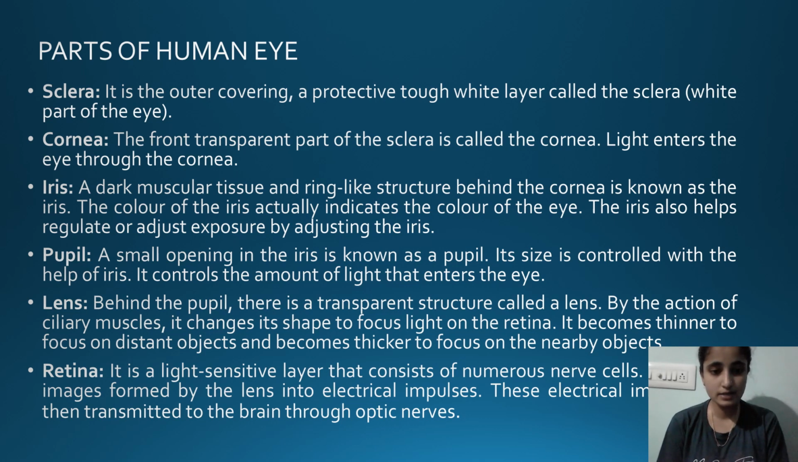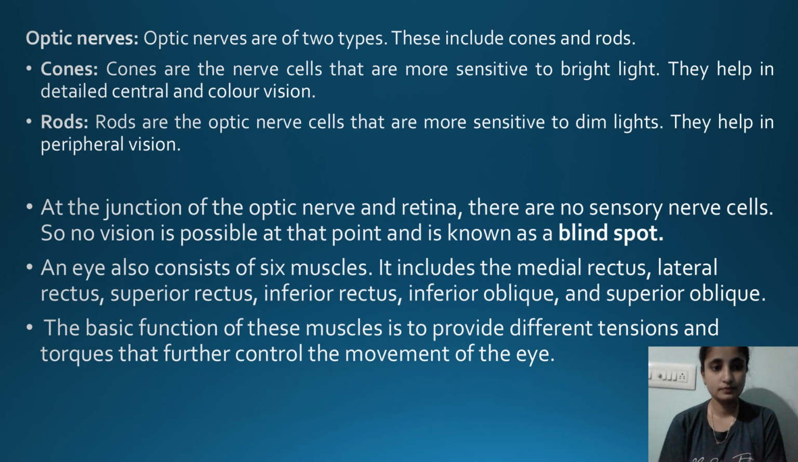Retina: it is a light sensitive layer that consists of numerous nerve cells. It converts the image formed by the lens into electrical impulses. These electrical impulses are then transmitted to the brain through the optic nerves. Optic nerves cells are of two types. These include cones and rods. Cones are the nerve cells that are more sensitive to bright light. They help in detailed central and color vision. Rods are the optic nerve cells that are more sensitive to dim light. They help in peripheral vision.